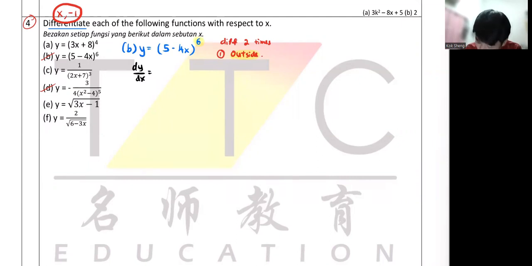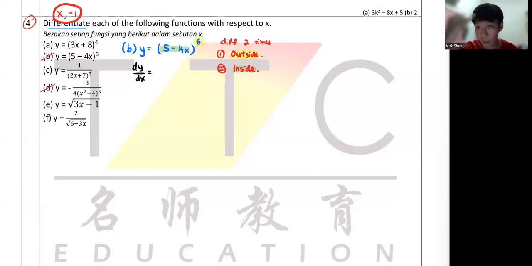Later on, inside, using the power inside the bracket. So we have two different parts that need to differentiate. One is outside, one is inside. Okay, outside, inside. Start from outside first.